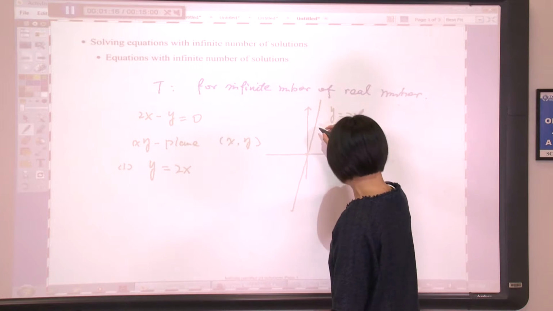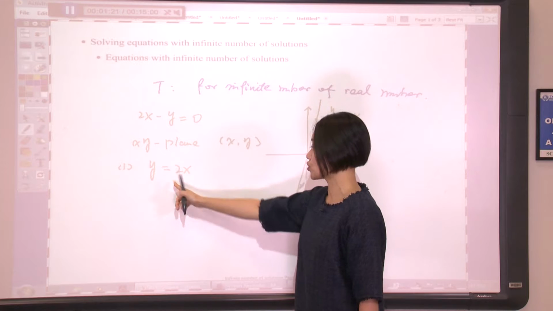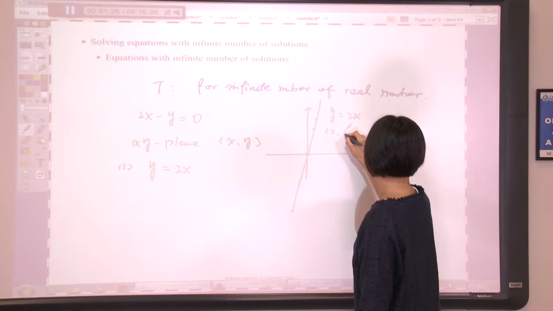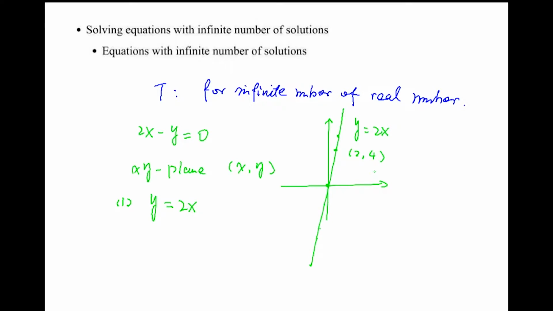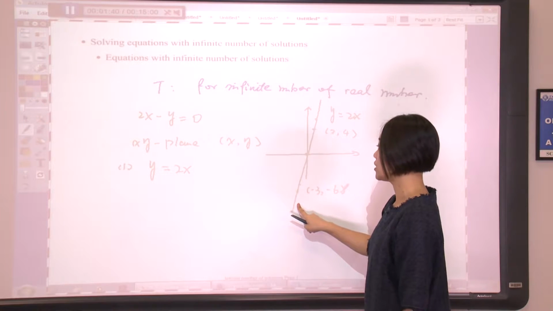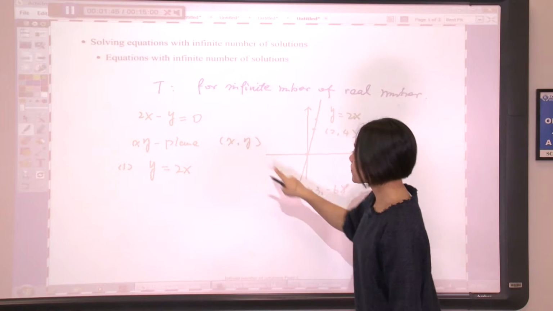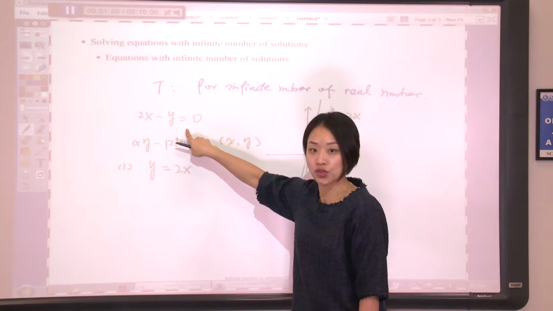And we notice that any point on this straight line will be a solution of this equation. For example, if we use (2, 4) and plug back, it's easy to check it is a solution. Or we could use (-3, -6). After we plug back, it is true again. Because for one single line, you can find an infinite number of points. That implies this equation will have an infinite number of solutions.